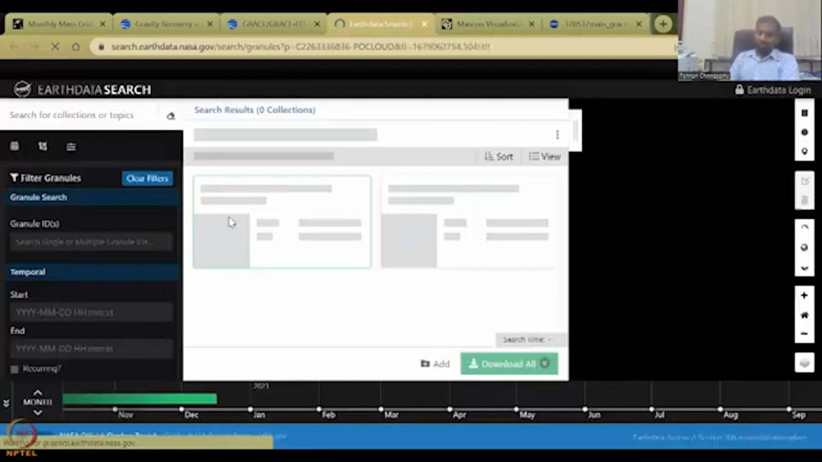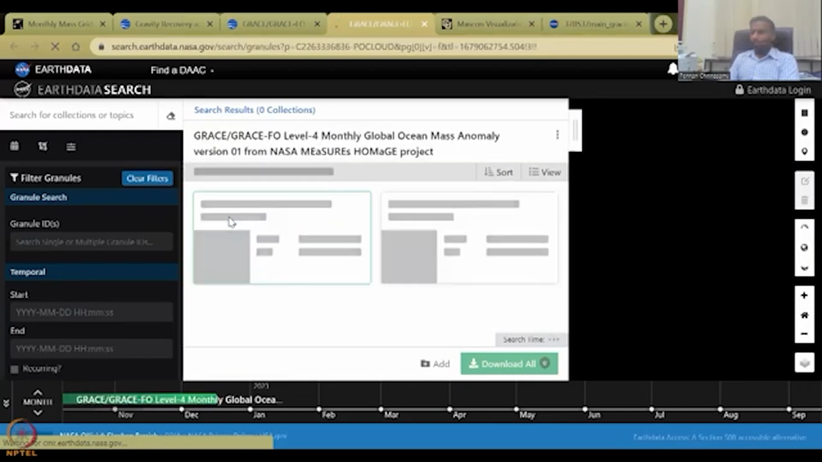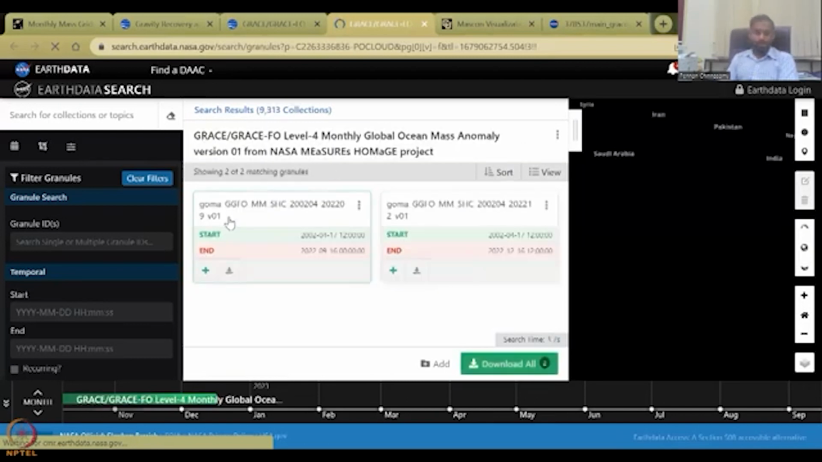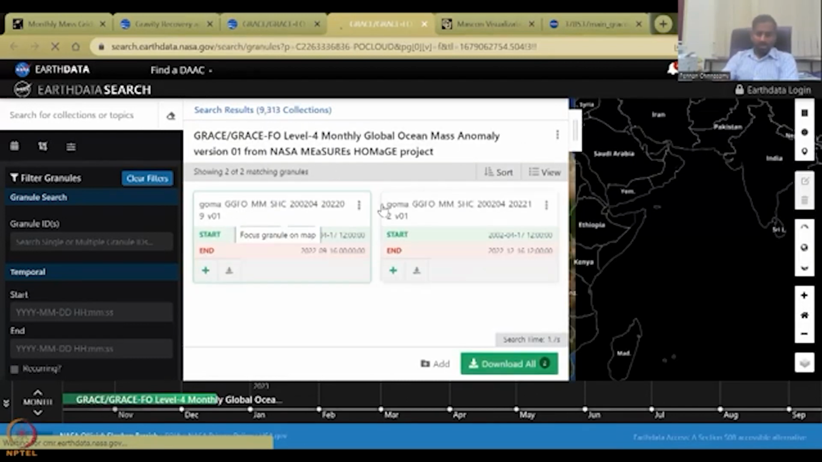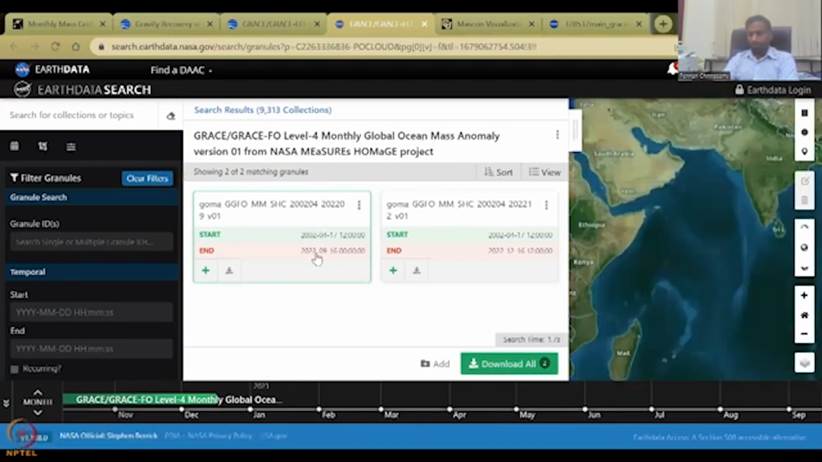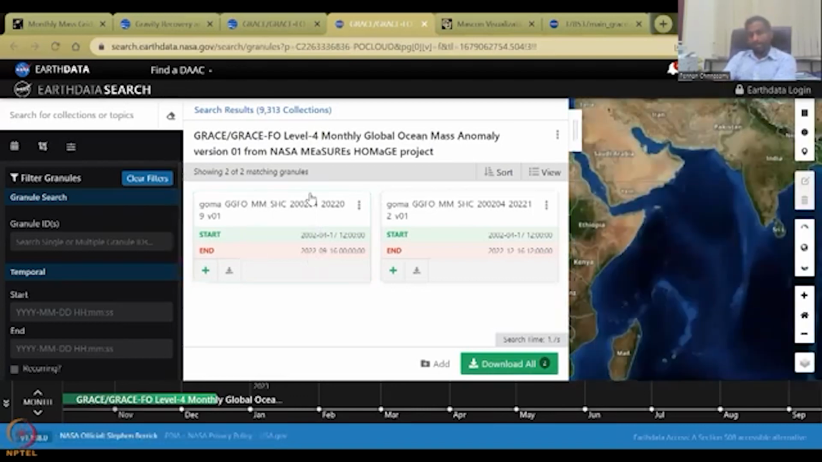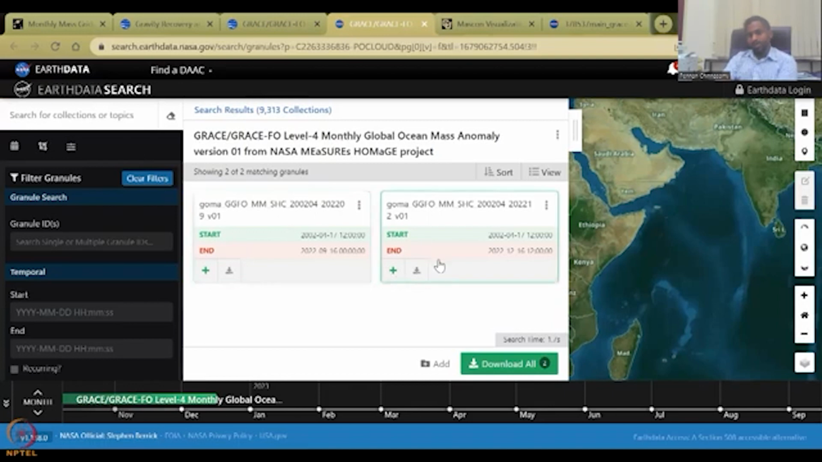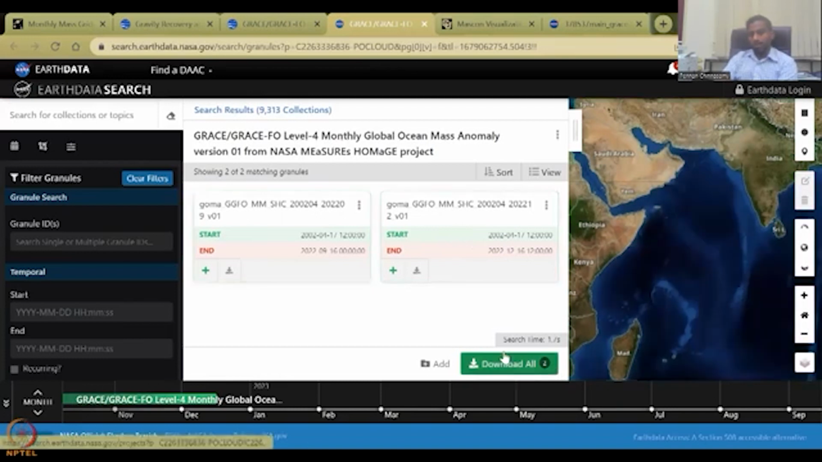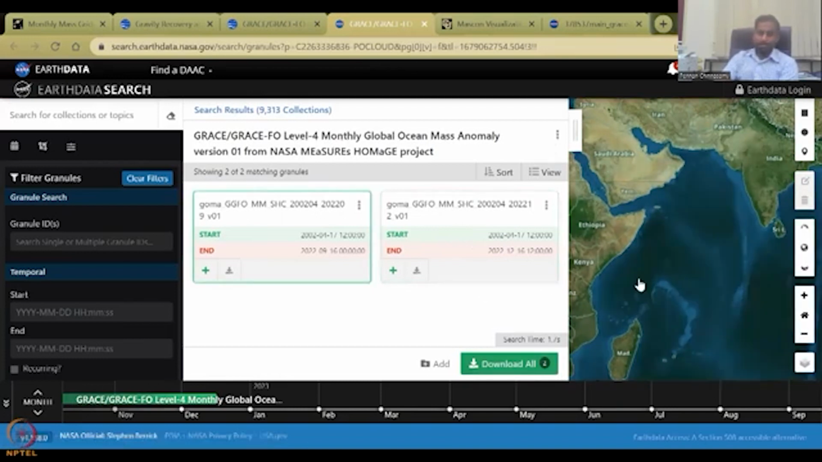So with this, I hope you have understood a very complex data system, but very useful data. So you can see here the Earthdata Explorer that we've used in the past. I just click the link for Earthdata Explorer. It comes, and there is data from 2004 to 2020, and then you can just download all, and all this data will come.